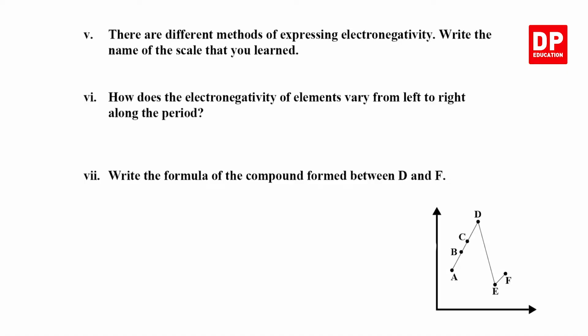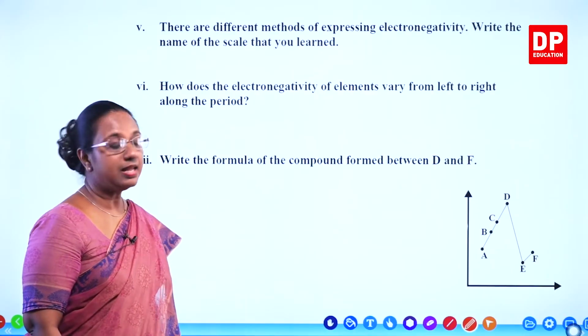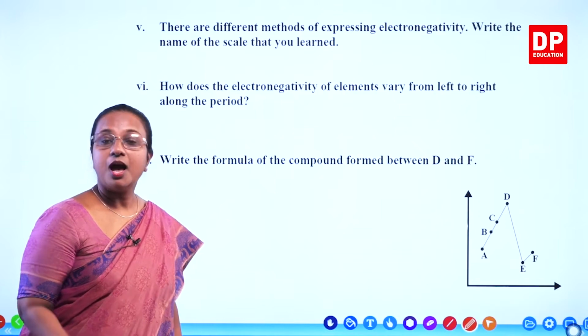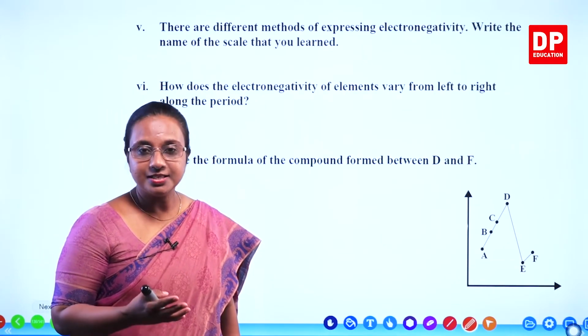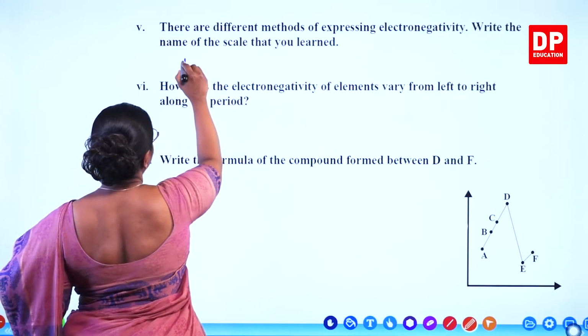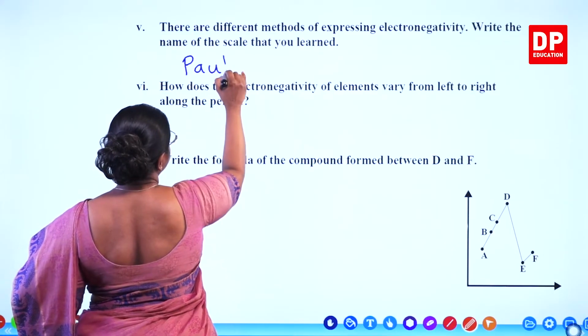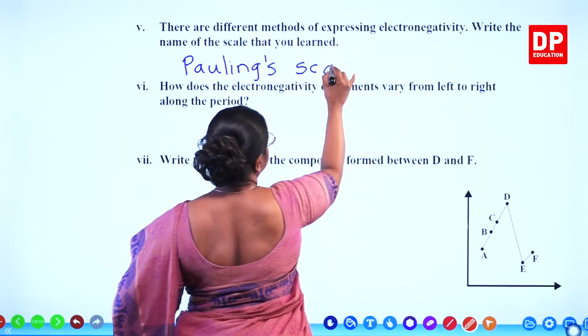There are different methods of expressing electronegativity. Write the name of the scale that you learn. I'm sure you know the name of the scale. It is Pauling's scale. So here the answer is Pauling's scale.